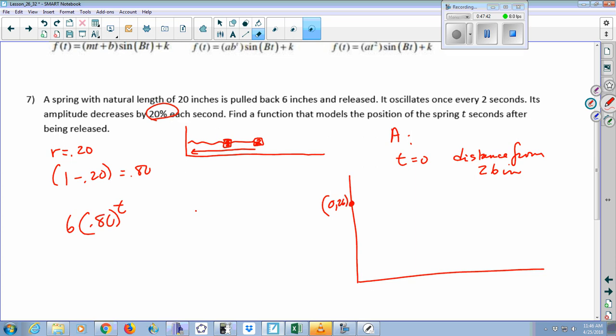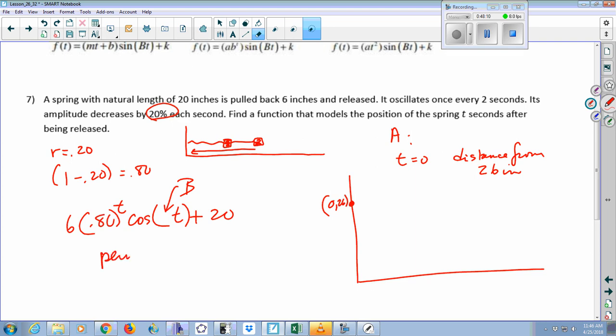20. Okay, so look, even without the cosine function, we start at 20 at time t equals 0, right? This is going to be 6. 20 plus 6 brings us up to here. Right? Now we throw in a function. Since we're starting at our high point, we're going to start now with cosine. The only thing we've got to figure out is b.